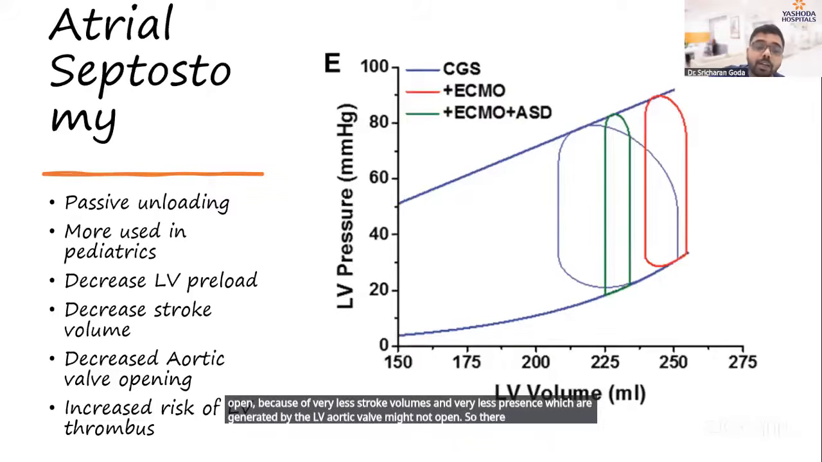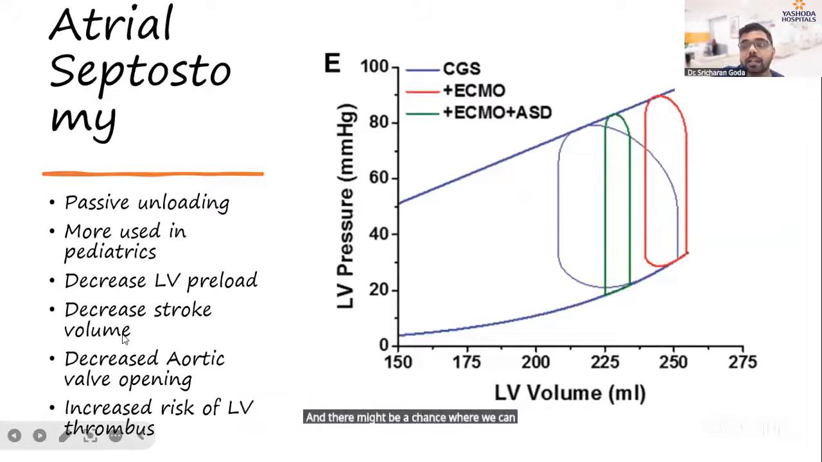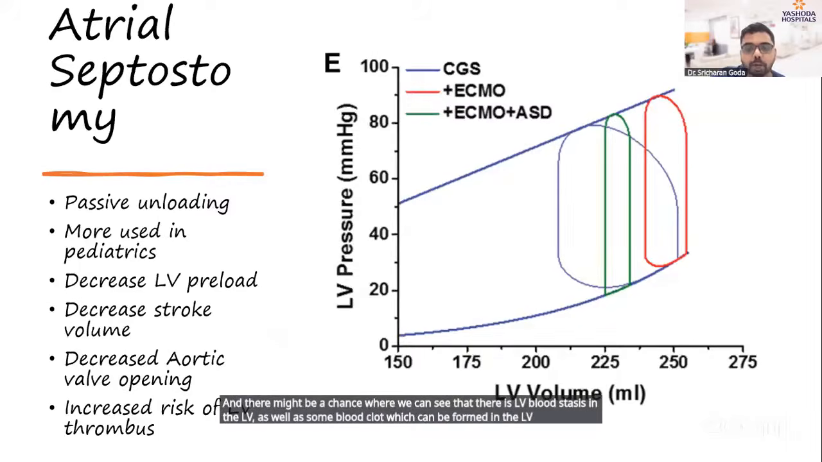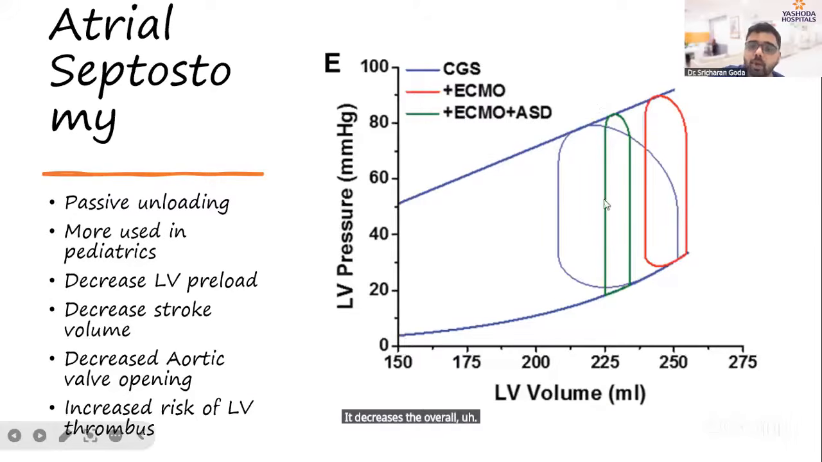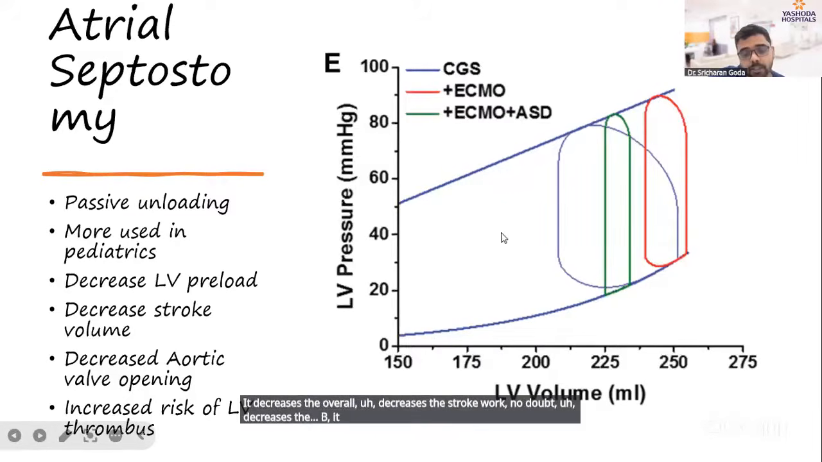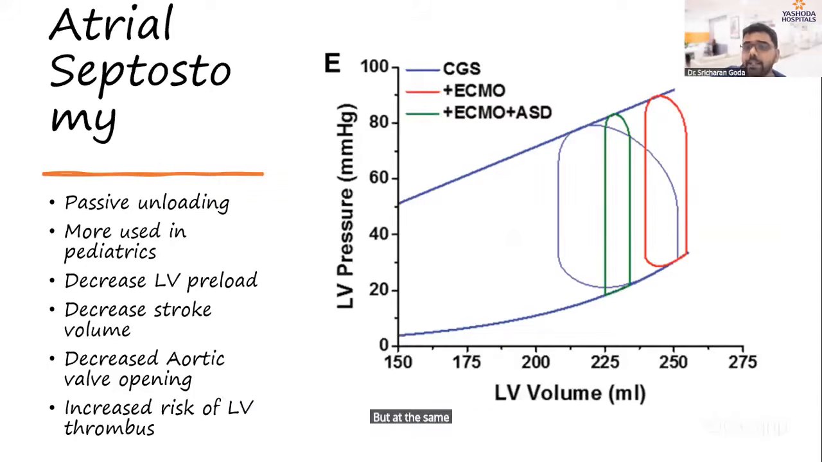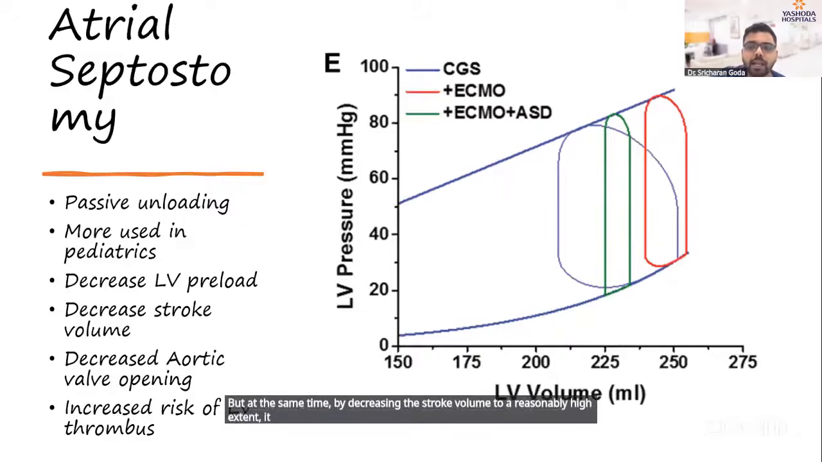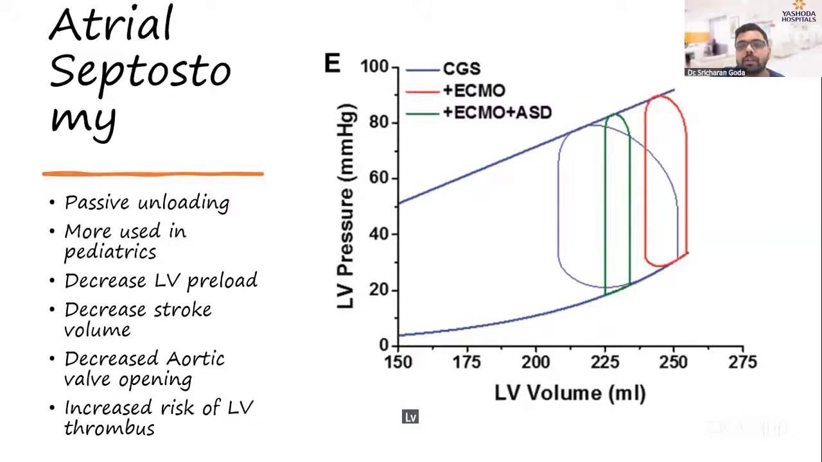So there is a risk of decreased aortic valve opening, and we can see LV blood stasis, as well as blood clots that can form in the LV, so LV thrombus formation can occur. It decreases the stroke work, no doubt, and decreases the pressure volume area. So the myocardial oxygen demand comes down, but at the same time, by decreasing the stroke volume to a reasonably high extent, it carries a risk of the LV not ejecting blood, the aortic valve not opening, and LV thrombus.